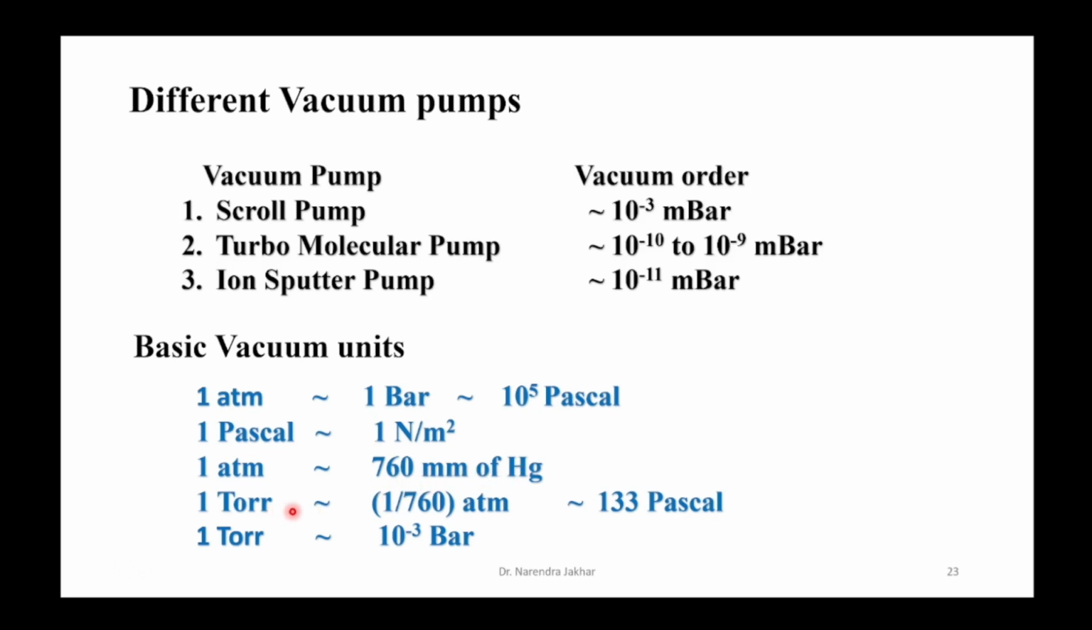And this 1 torr unit is equal to 1 by 760 times the atmospheric pressure, which is almost equal to 133 Pascal. And this 1 torr is almost equal to 10 to the power minus 3 bar, or 1 millibar. So sometimes torr is used, sometimes millibar is used. By this slide, I would like to clarify the different units here.